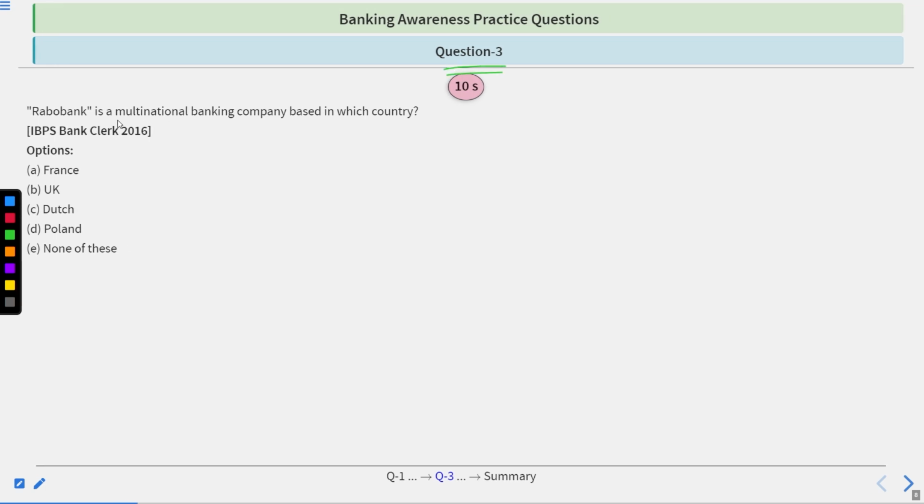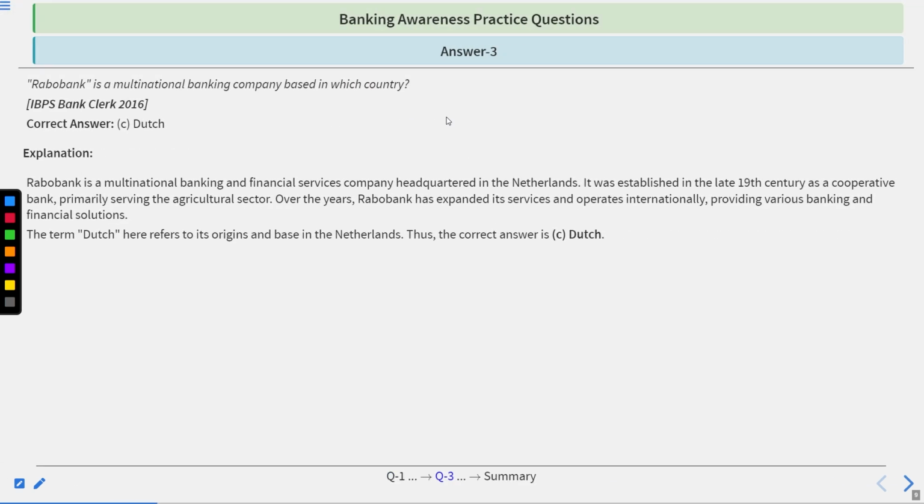Question number 3. Rabobank is a multinational banking company based in which country? France, UK, Dutch, Poland, none of these. To answer this, you will have 10 seconds. Time starts now. Time's up. Correct answer is C.